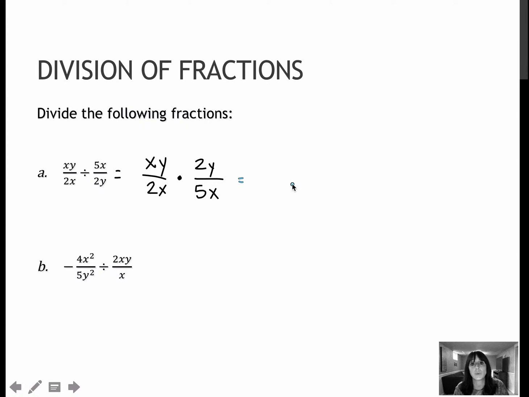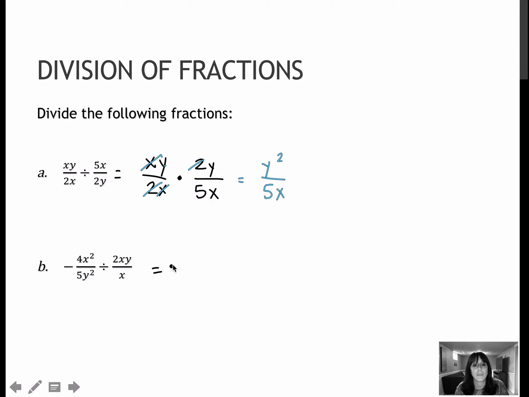Now, because I like to reduce before I multiply, I'm going to reduce a 2 on the top and on the bottom, and one of the x's on the top and on the bottom. And on the top, that leaves me with 2 y's, which is y squared. And on the bottom, that leaves me with 5 and with x. And I know that my answer is in simplest form because there are no common factors left on the top or bottom.